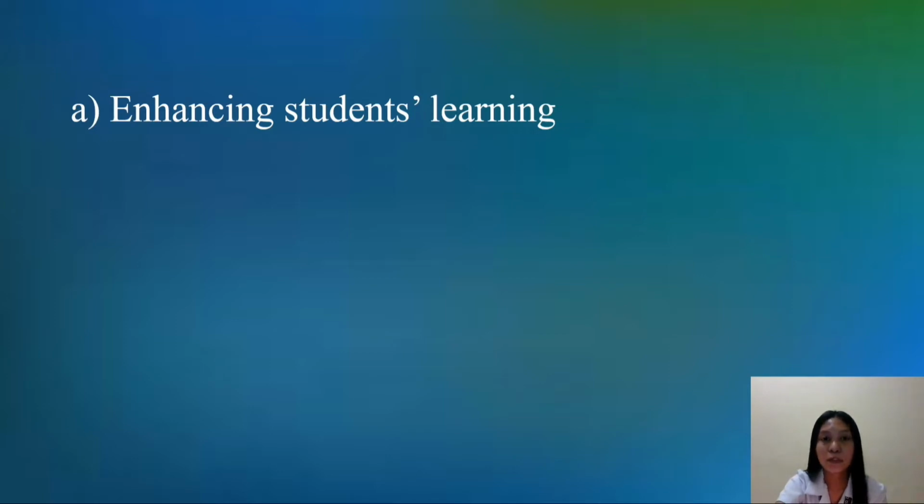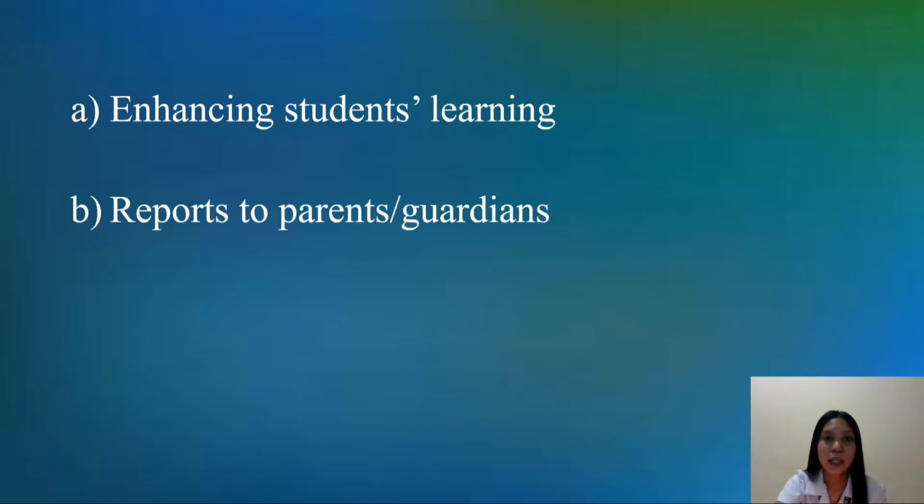The next important function is reports to parents and guardians. Grading and reporting systems are also information that can be provided to parents and guardians of students on the progress of their wards. Likewise, grades and reports communicate objectives to parents so they can help promote learning and likewise communicate how well objectives were met so parents can better plan.